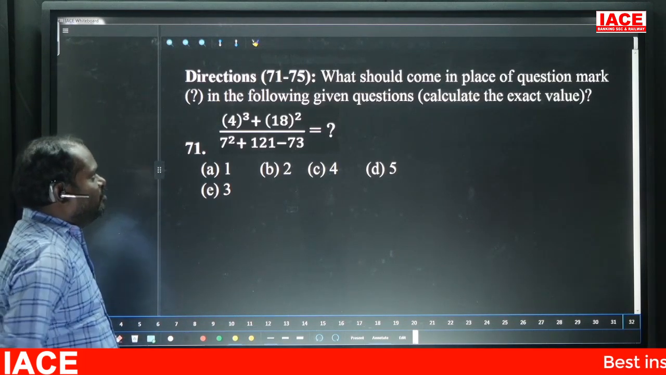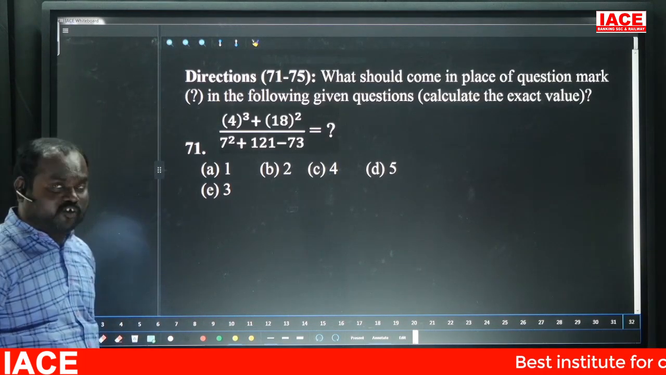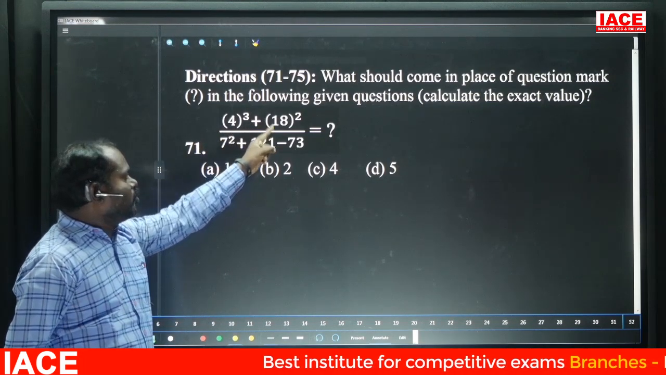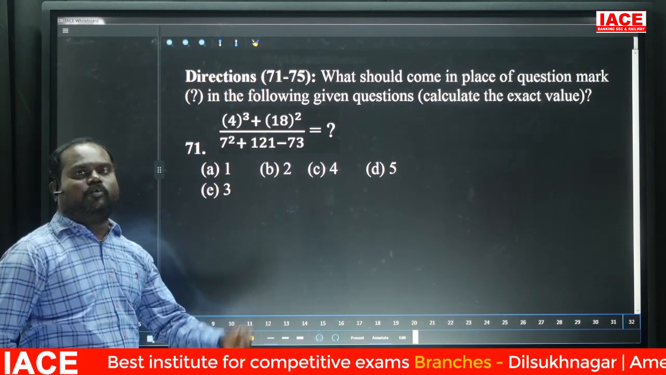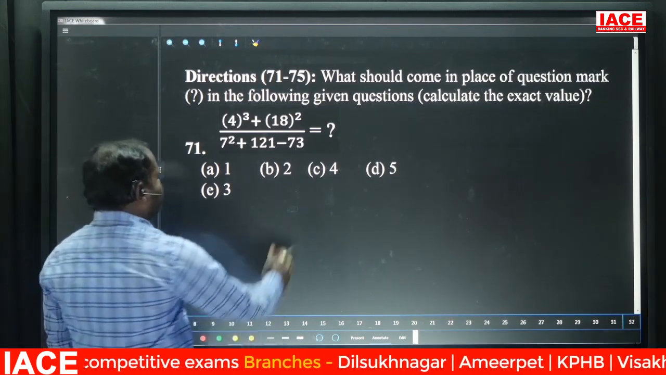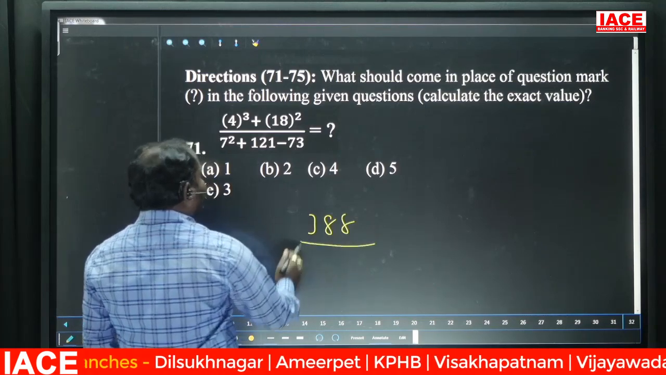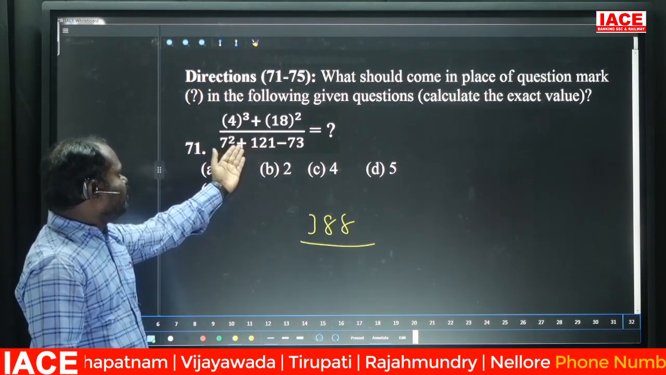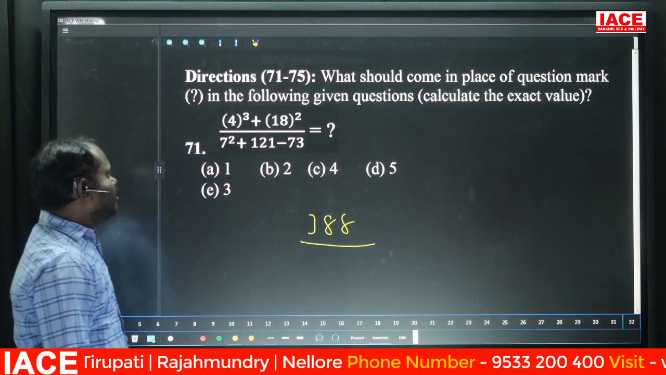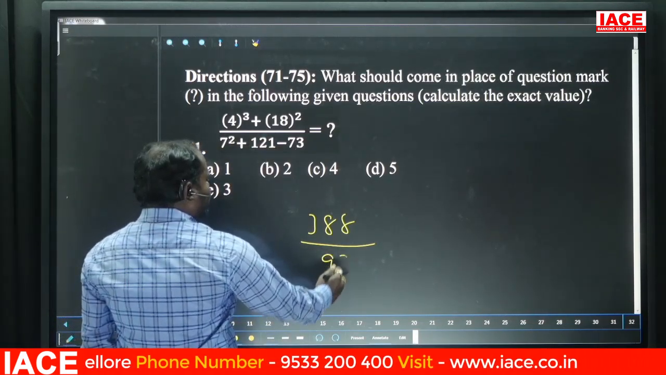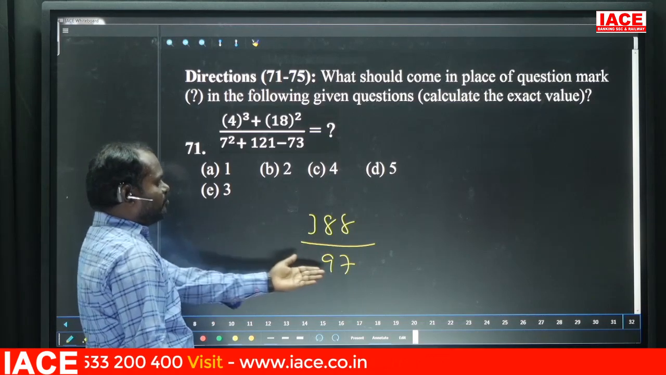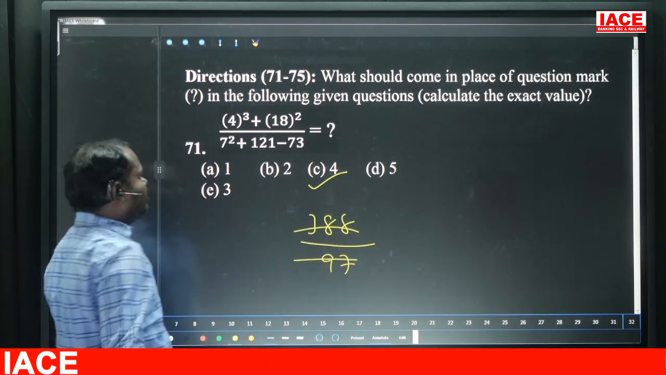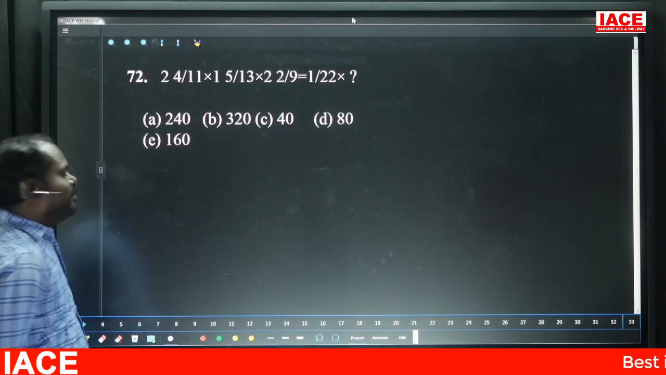Now again simplify, earlier approximate, now we are looking at exact. 4 cube 64 plus 324, 388. 7 square 49, 50, 70. Here 170 minus 73, nothing but 97. By looking we'll get the idea of 4 times, because by multiplying with 4 the last digit is 8. Option C. Next.